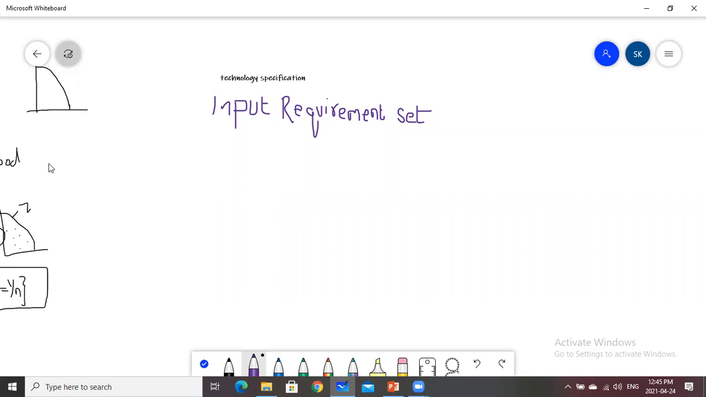Now this is the second part of the previous lecture, that is technology specification. Now we will move towards the input requirement set. Sometimes a firm produces only one good from the available inputs. Therefore, if we have the output as y and the inputs as x, the net output is y minus x.